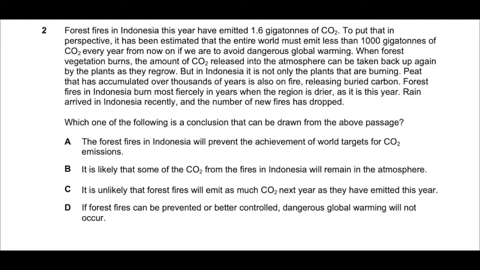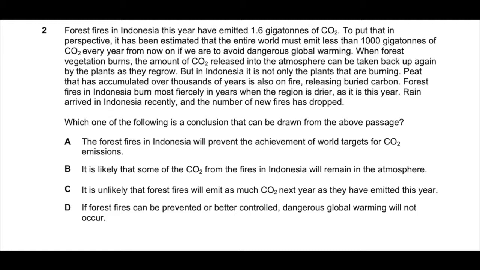Question 2. Forest fires in Indonesia this year have emitted 1.6 gigatons of CO2. To put that in perspective, it has been estimated that the entire world must emit less than 1,000 gigatons of CO2 every year from now on if we are to avoid dangerous global warming. When forest vegetation burns, the amount of CO2 released into the atmosphere can be taken back up again by the plants as they regrow. But in Indonesia it is not only the plants that are burning. Peat that has accumulated over thousands of years is also on fire, releasing buried carbon.